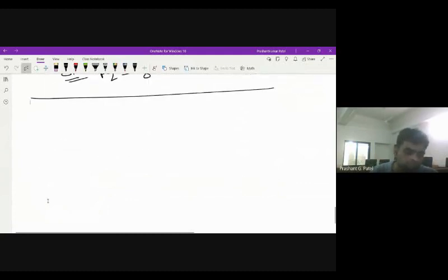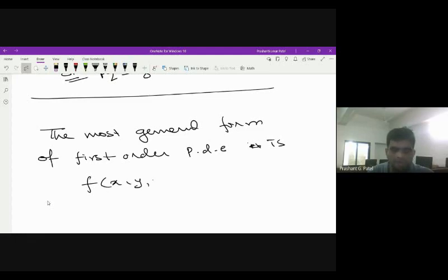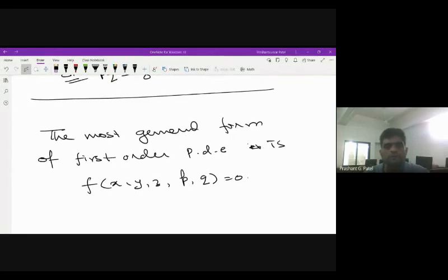So I may write that the most general form of first order p.d.e is f of x, y, z, p, q equal to 0. So this is the form of first order partial differential equation.